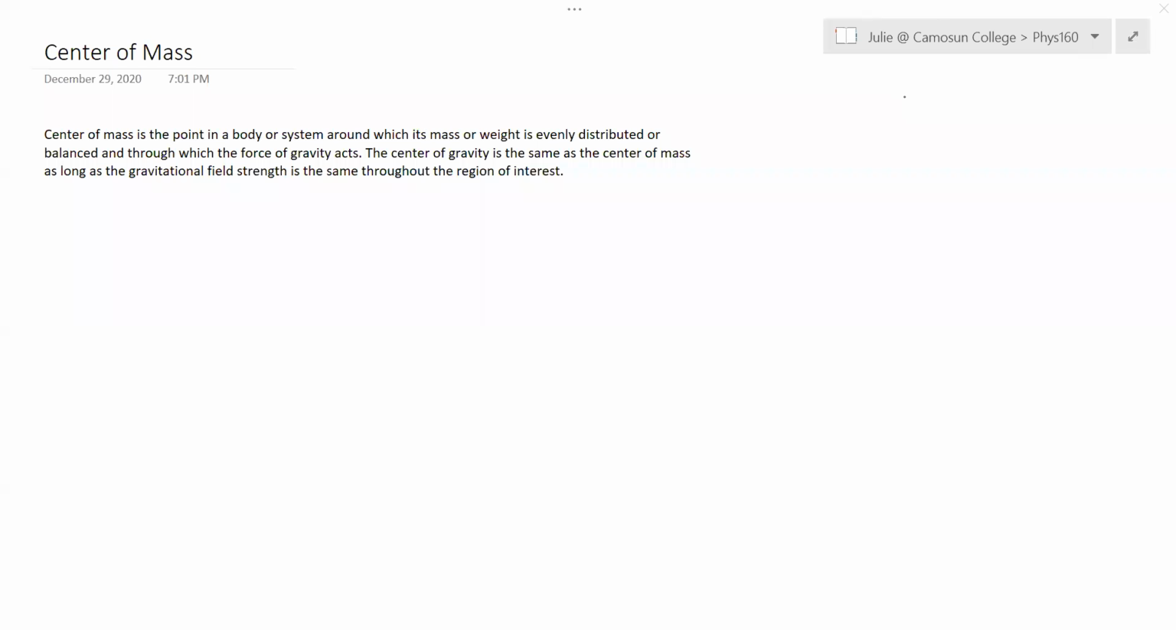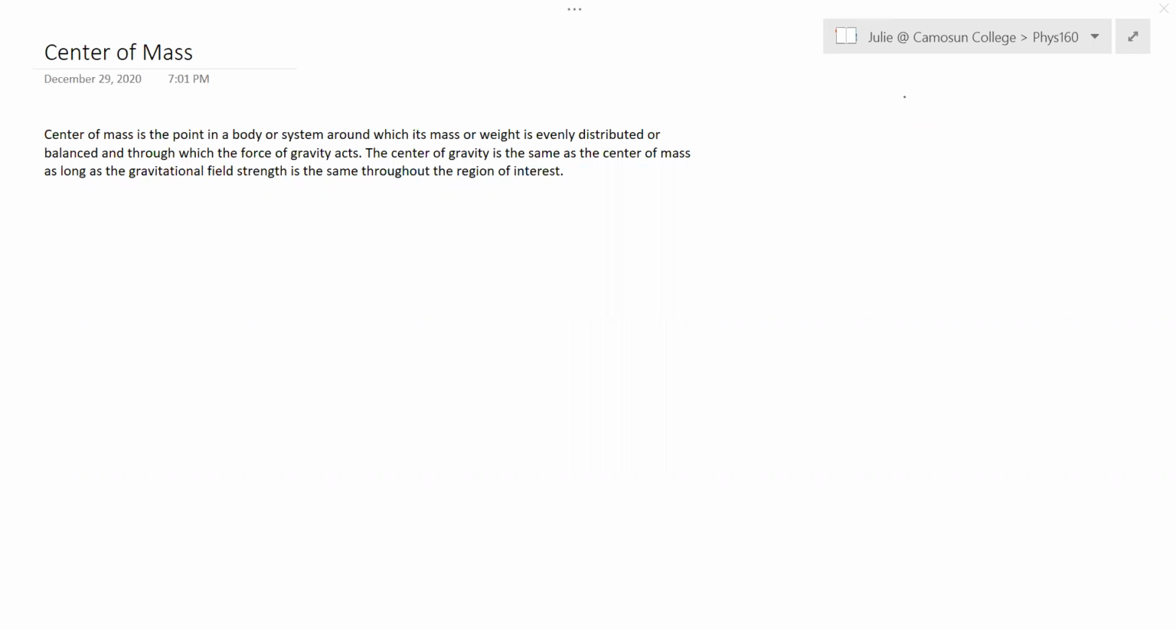This is a video about the center of mass, also called the center of gravity. These 2 points, which are defined here: center of mass, the point around which all the mass or weight is evenly distributed, basically the balance point of an object. As long as the strength of the gravitational field is the same in the whole region that you're interested in, the center of gravity and the center of mass are the same point.